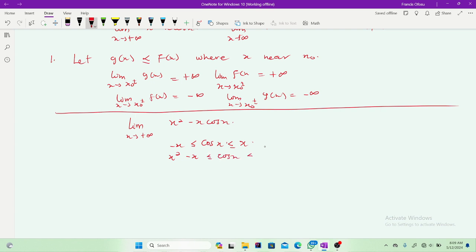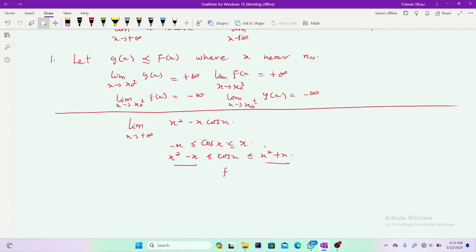Cos x is less than or equal to x squared plus x, right? Something like this. Once you have this expression here, you simply have to find the limit on this side and this side. The function that we have here is the cosine of x.